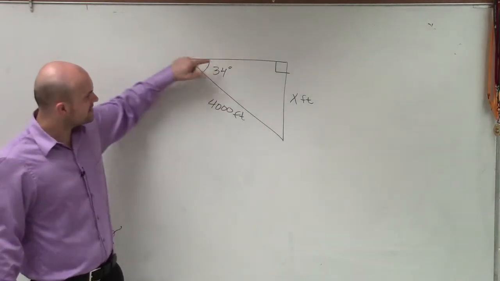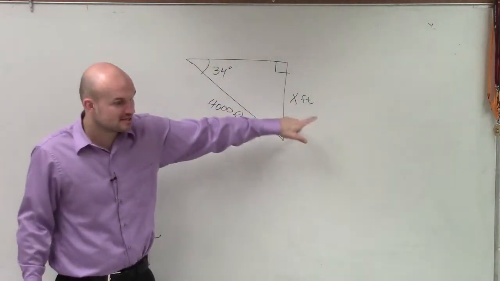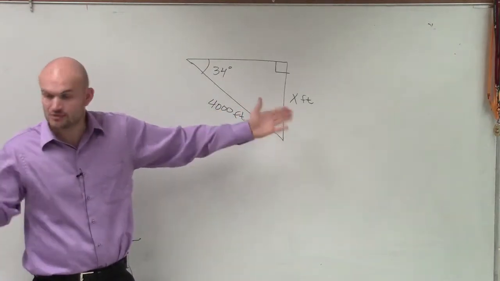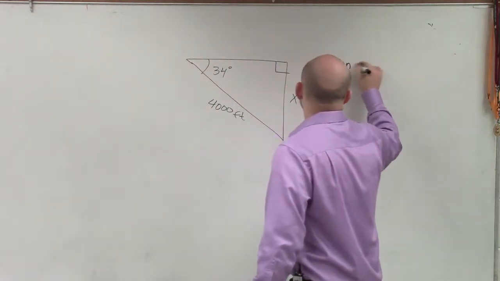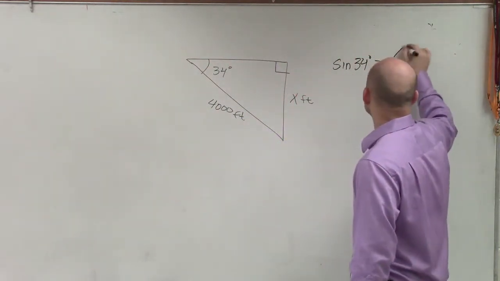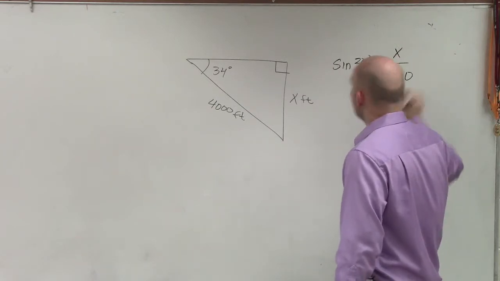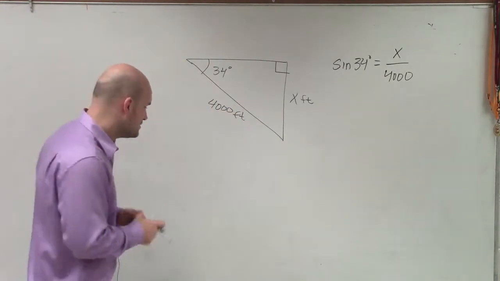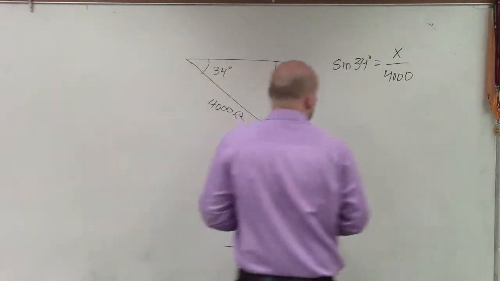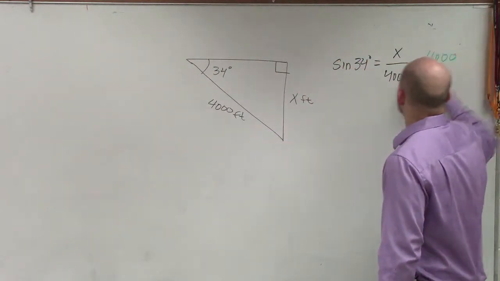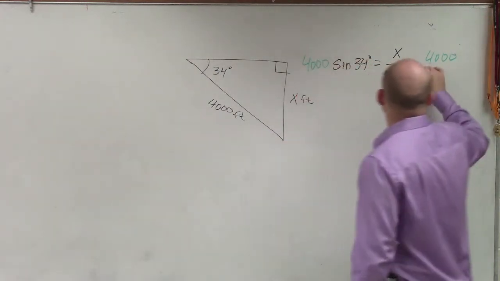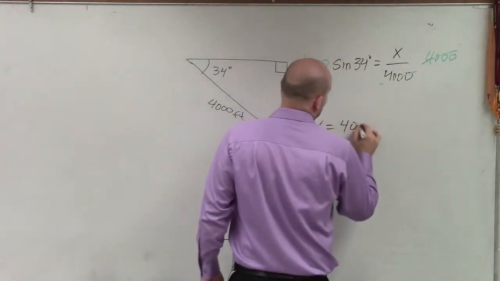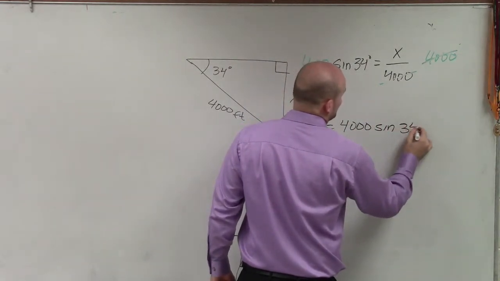functions. So I look at this and I say, all right, if here's my angle, I have the opposite and the hypotenuse. If I want to find this value, I need to use which trigonometric function? Sine. So I can say the sine of 34 degrees equals opposite over hypotenuse. Now, again, what I'm trying to do is solve for x. So to do that, I need to multiply by 4,000 on both sides. Those will divide to 1. And my final answer will be x equals 4,000 times the sine of 34 degrees.